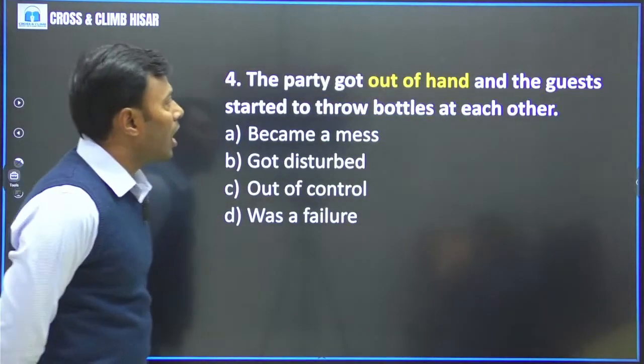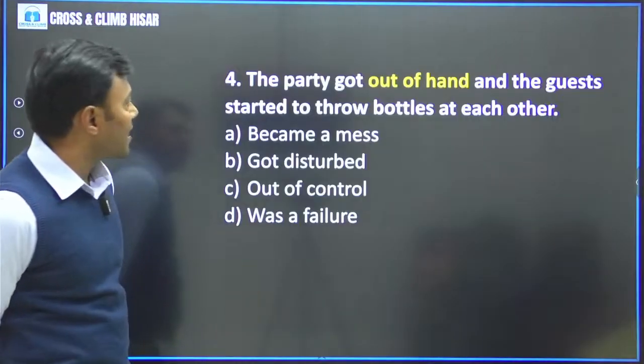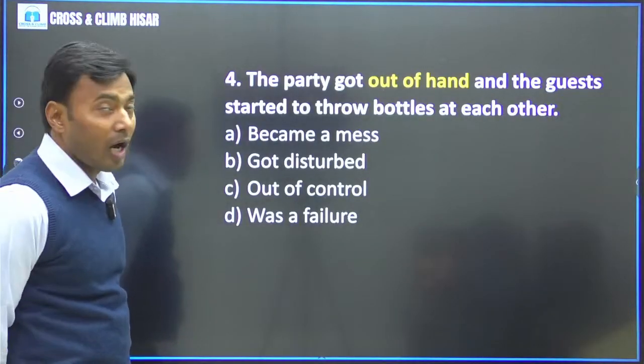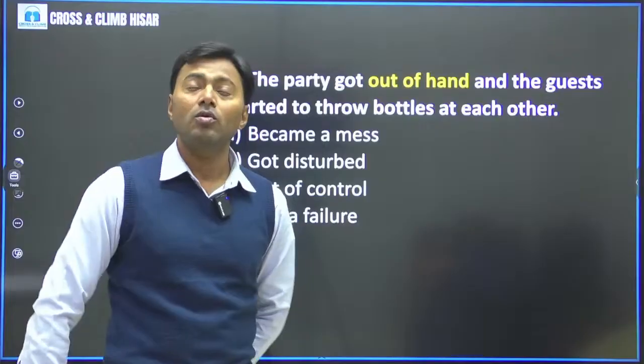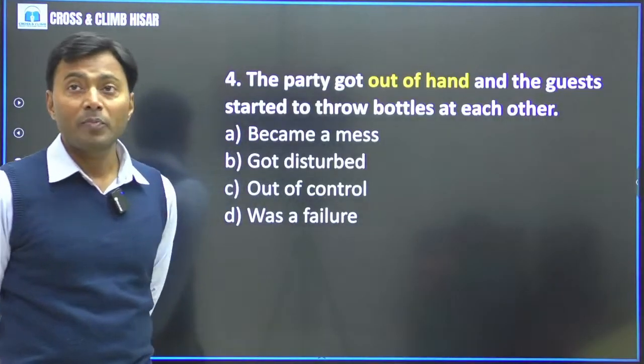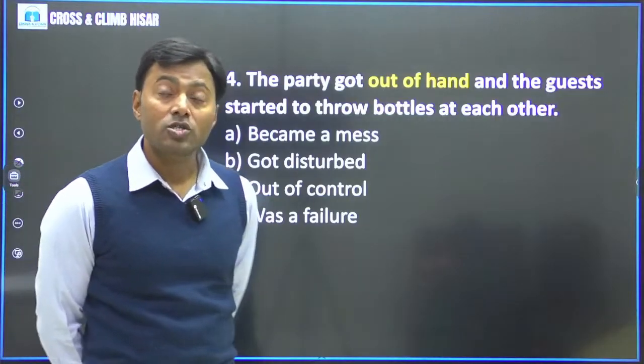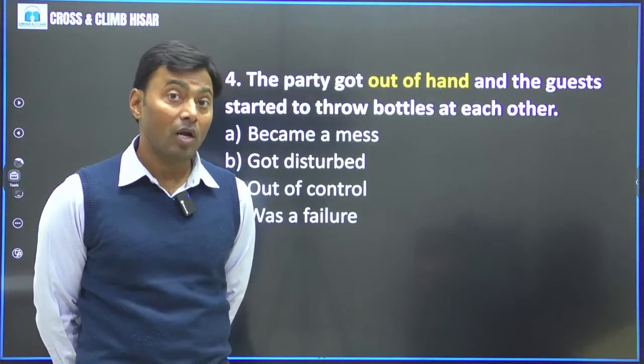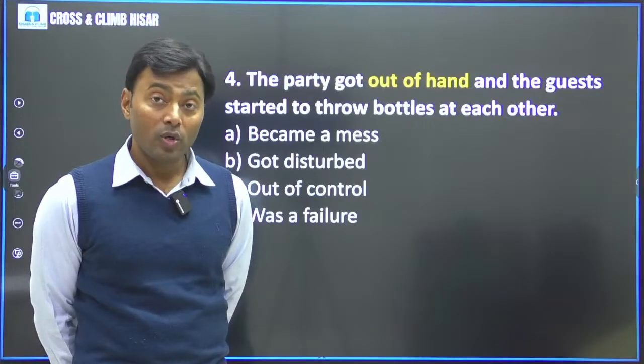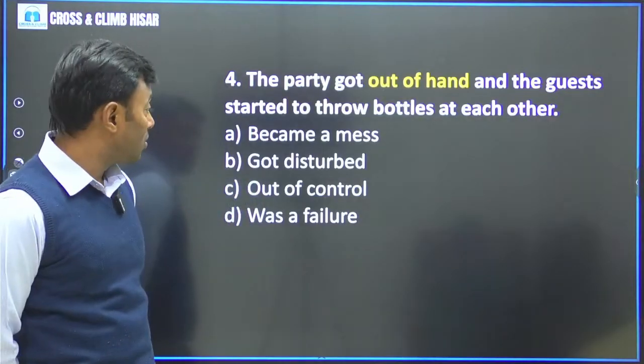The party got out of hand and the guests started to throw bottles at each other. If guests have started throwing bottles, and if the party has gone out of hand, if something has gone out of hand, simply means कहते हैं अब यार वो हाथ से निकल गया. अगर कोई हाथ से निकल गया है तो फिर कैसे गया होगा वो?